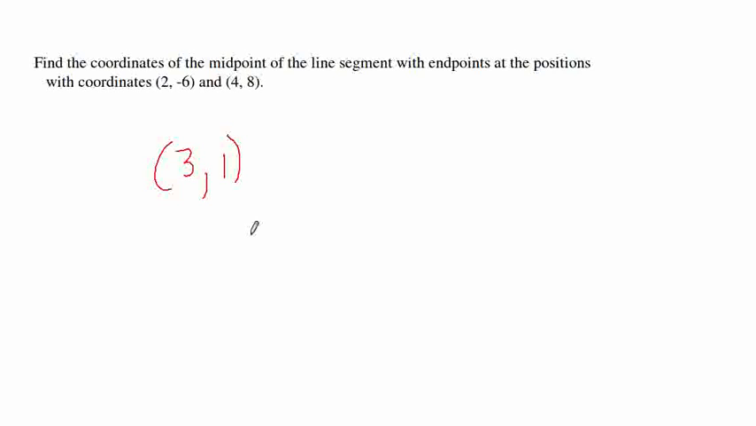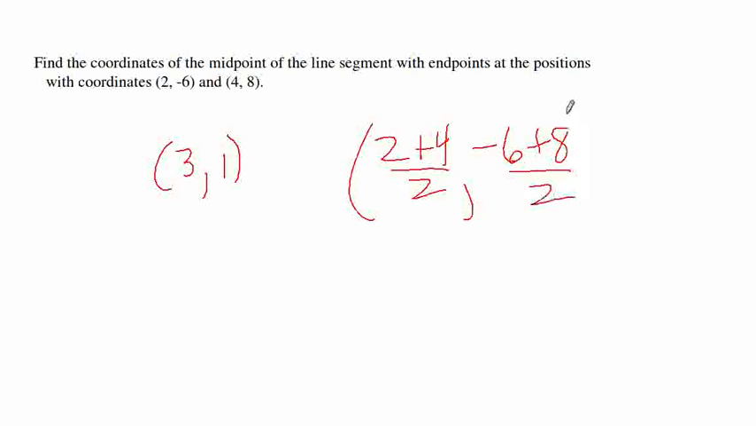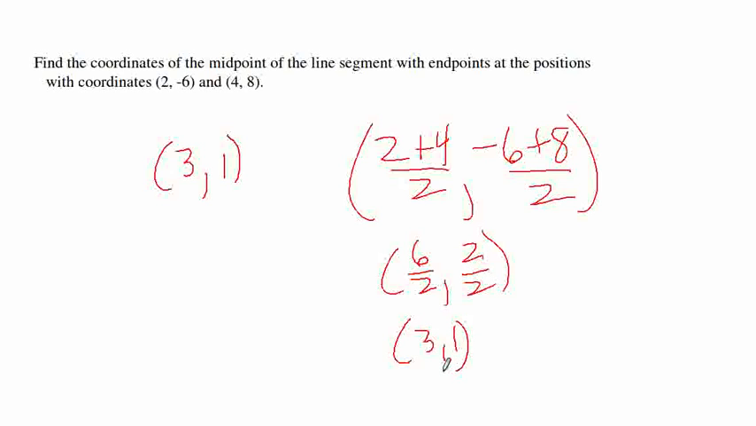Okay, now the other way you could have calculated this answer was taking the average of the x coordinates and the average of the y coordinates, and that would have given you 6/2 and 2/2, so 3, 1. All right, so hopefully that makes it more clear how to find the coordinates of midpoints.